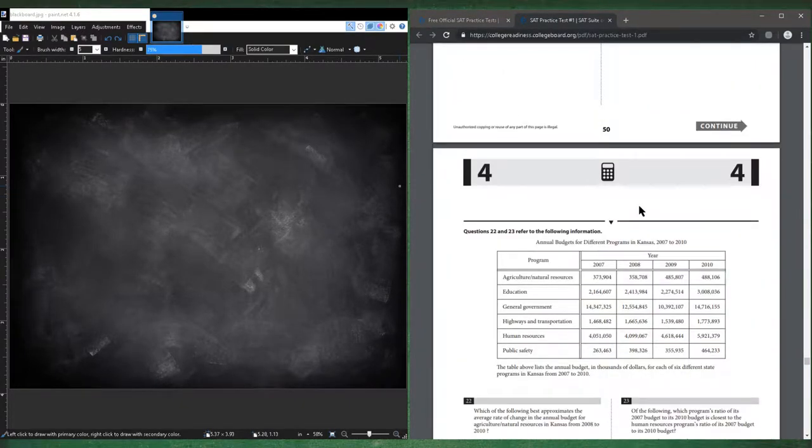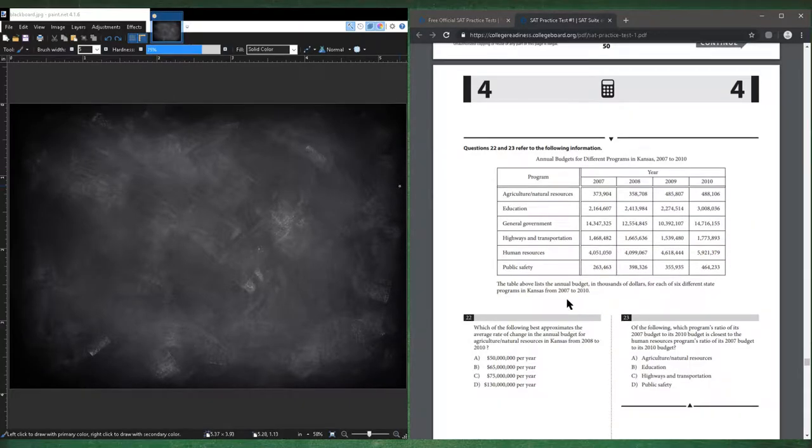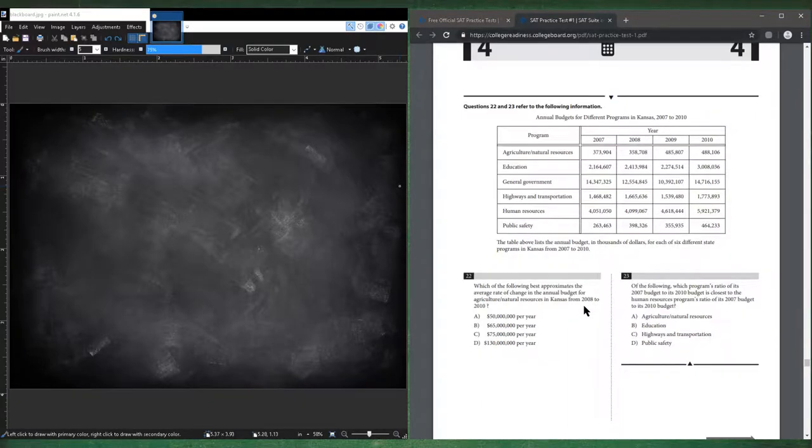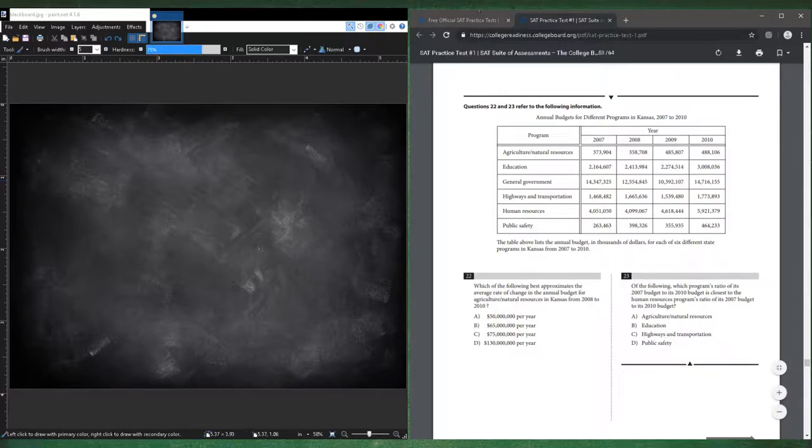Questions 22 and 23 refer to the following information. The table above lists the annual budget in $1,000 for each of the six different state programs in Kansas from 2007 to 2010. 22. Which of the following best approximates the average rate of change in the annual budget for agriculture and natural resources in Kansas from 2008 to 2010? So agriculture and resources is the top one, 2008 and 2010.